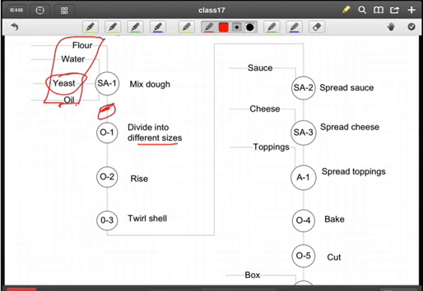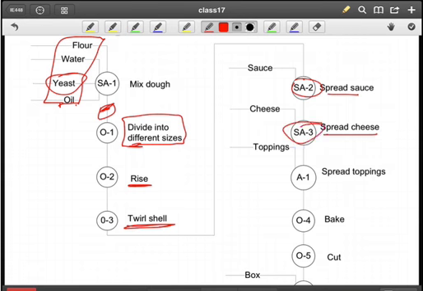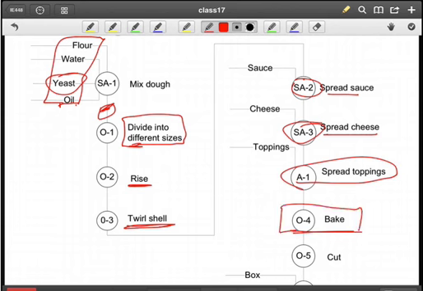And then we're going to do a disaggregation process in terms of dividing it into different sizes. And then there will be a modification of the material by letting it rise. And then we'll modify the geometry by creating a shell. Finally, we'll spread the sauce, which is a subassembly, add cheese, again a subassembly, toppings, our final assembly, and then we'll bake, which represents a material property change.